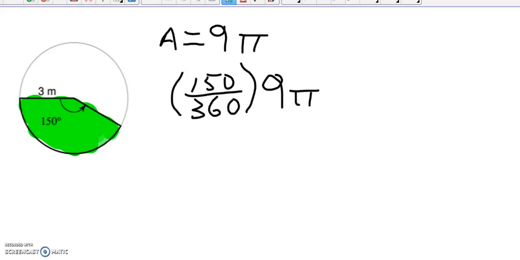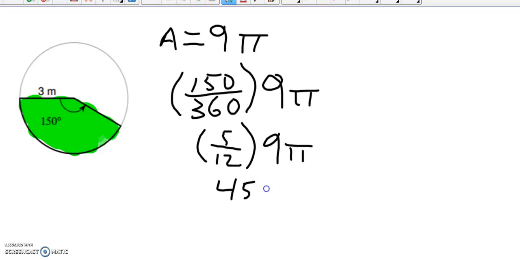But if you want to simplify a bit farther, trying to see what would go into both of these, I think 30 would go into it. So when I look at that, I think I'm seeing 5/12 here. So 5/12 times 9 pi. That would be a simplified version of our original fraction, 150 out of 360. And if I multiply that 9 pi into the numerator, I have 45 pi over 12.